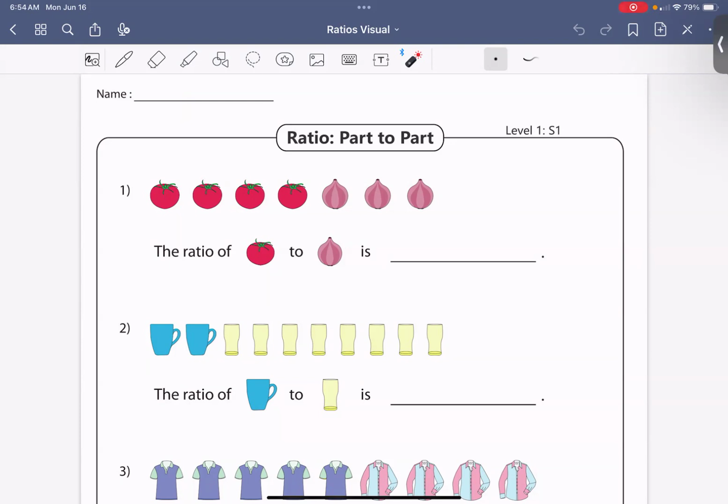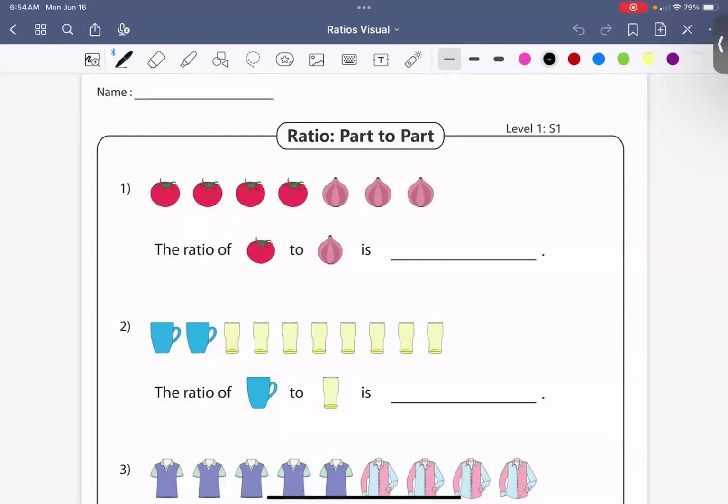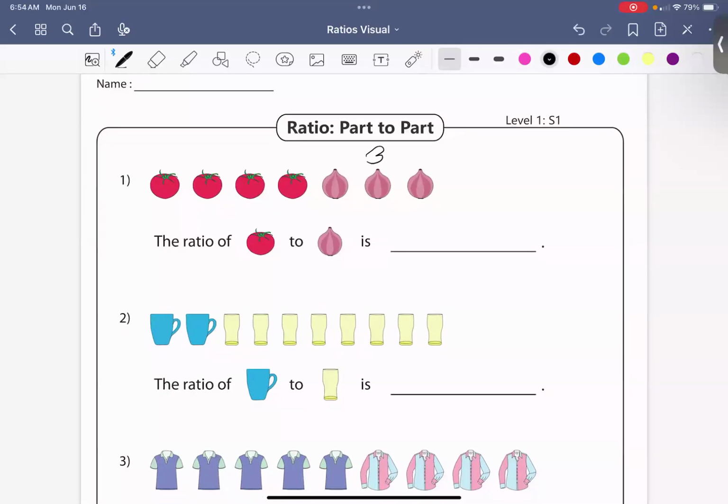In this lesson, I'm going to show you how to compare items using ratios. A ratio is a way to compare two or more things or items. So in number one, we are looking at tomatoes and onions. So let's see, how many onions do we have? We have three onions and we have four tomatoes.